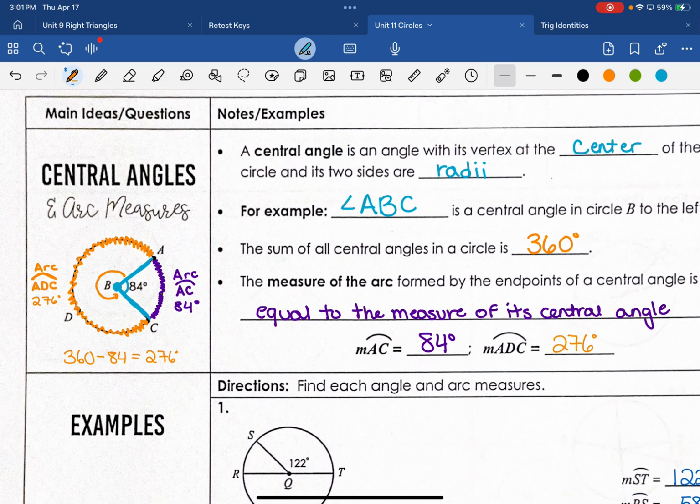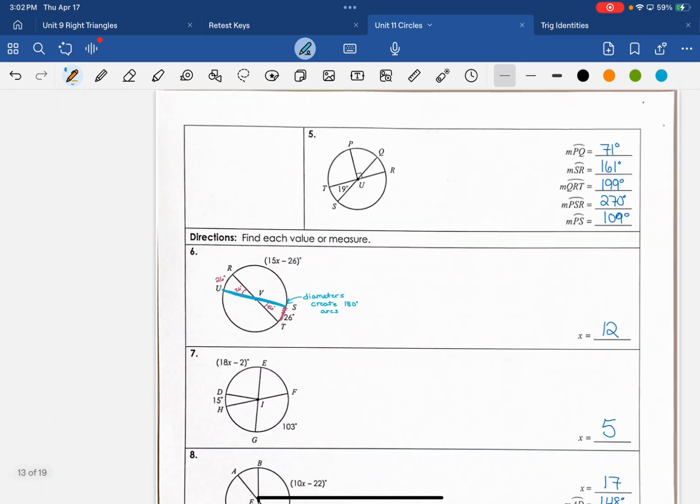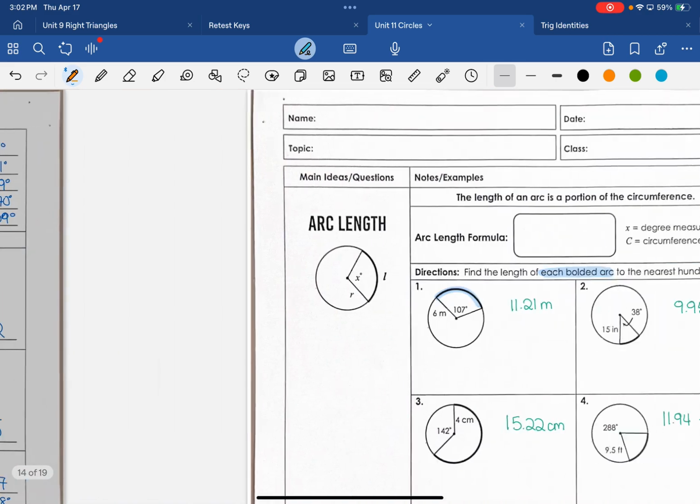Okay, so that's pretty much everything we need to know about central angles. The key is that the vertex is at the center and that your arc is going to match the degree. On Tuesday when we come back, we'll talk about another type of angle, which is going to have a different relationship. Okay, so now flip on over to the next page.